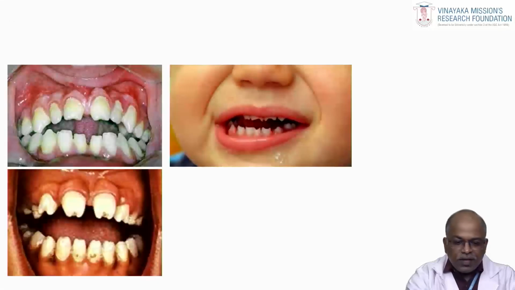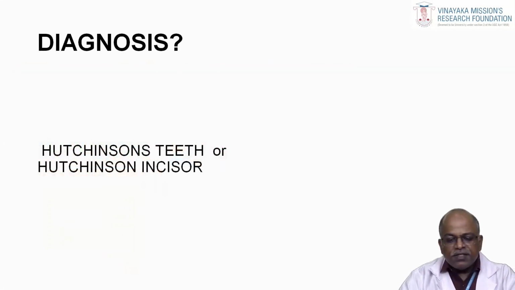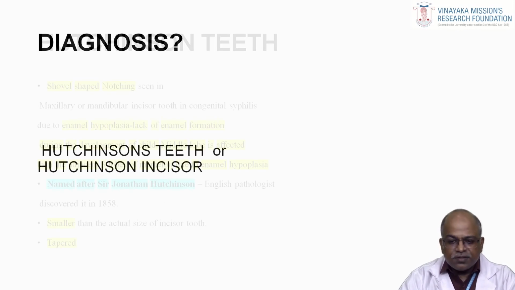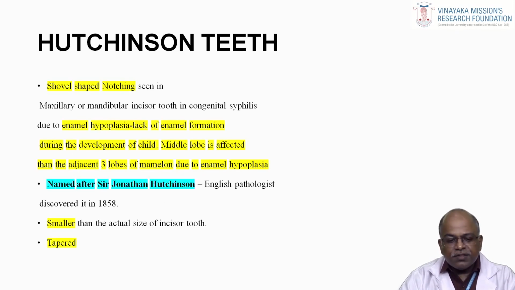Here, in this case, we see a notching of the incisors. It's a condition called Hutchinson's teeth or Hutchinson's incisors. They are shovel-shaped notching seen in the maxillary or mandibular incisors, seen in congenital syphilis due to enamel hypoplasia, or lack of enamel formation during the development of the child.